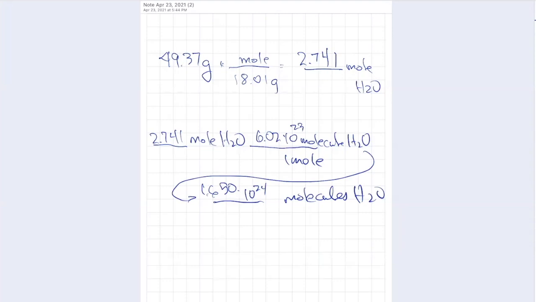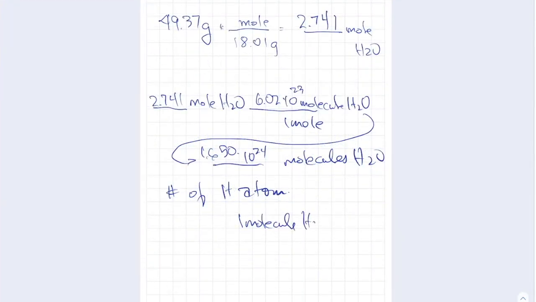Now, suppose it asked me for the number of hydrogen atoms. Well, you know that for 1 molecule of water, you have 2 hydrogen atoms. That comes from the formula. So you can do this, 1.650 times 10 to the 24 molecules.